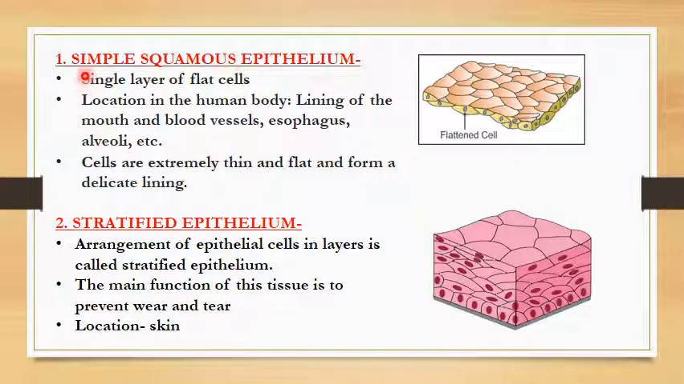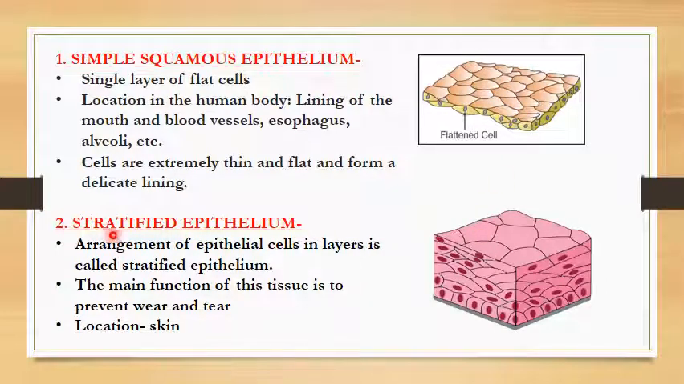Number 1. Simple squamous epithelium. Single layer of flat cells. Location in the human body: lining of the mouth and blood vessels, esophagus, alveoli, etc. Cells are extremely thin and flat and form a delicate lining.